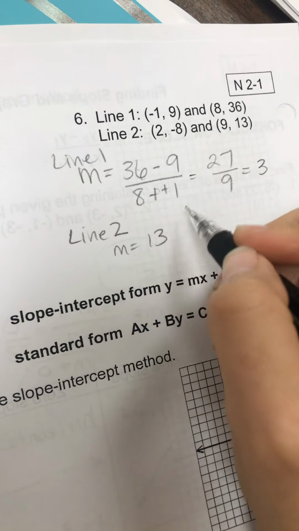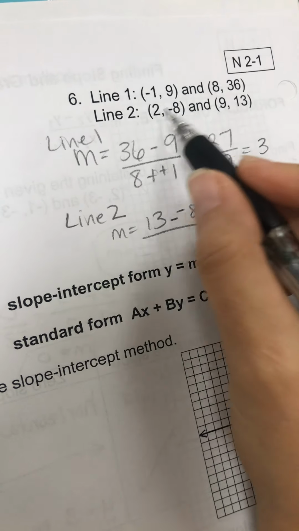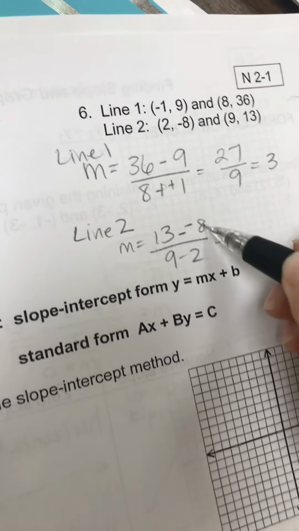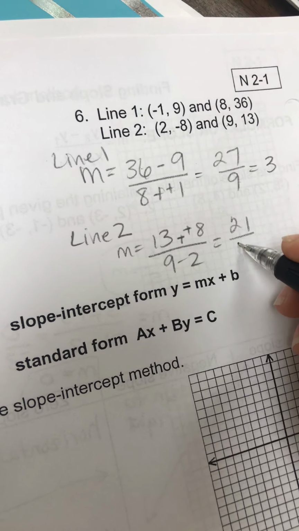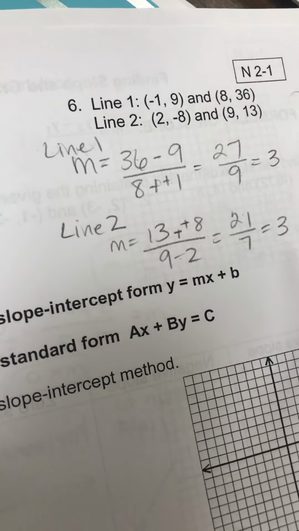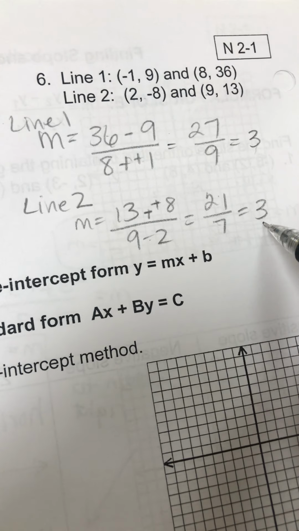13 minus negative 8. And then 9 minus 2. So now 13 minus negative 8 becomes a positive, and you're going to get 21 divided by 7, which equals 3. So line 1 has a slope of 3, and line 2 has a slope of 3.